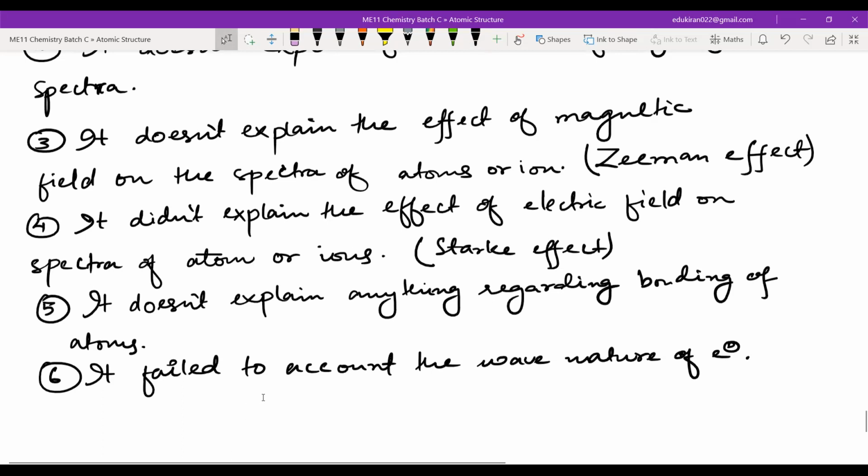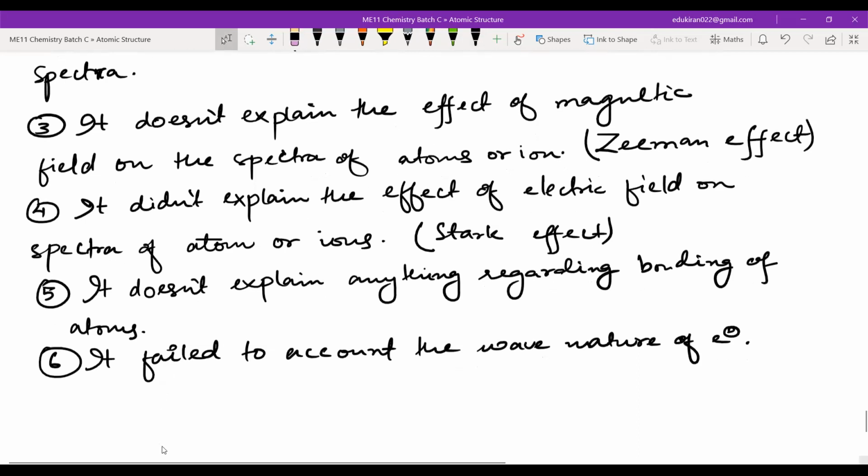Done, everyone? Yes, sir. So writing the last point. Last point, just one correction. This is Stark, it does not have an E here. It is just Stark. Done, sir.